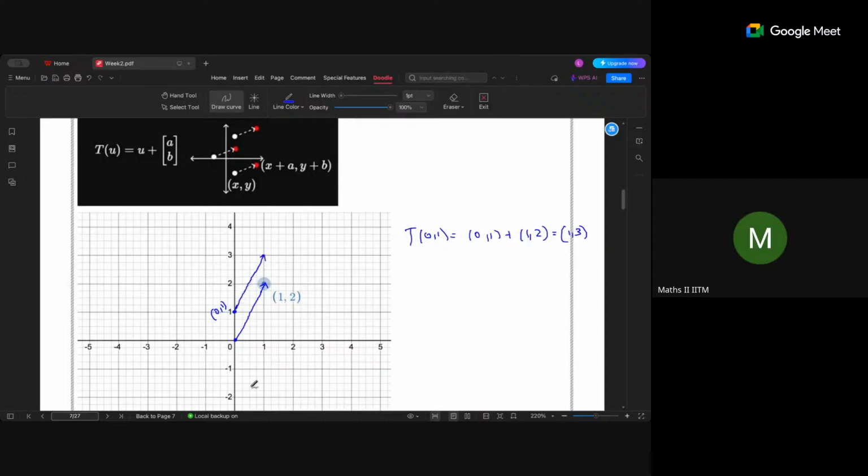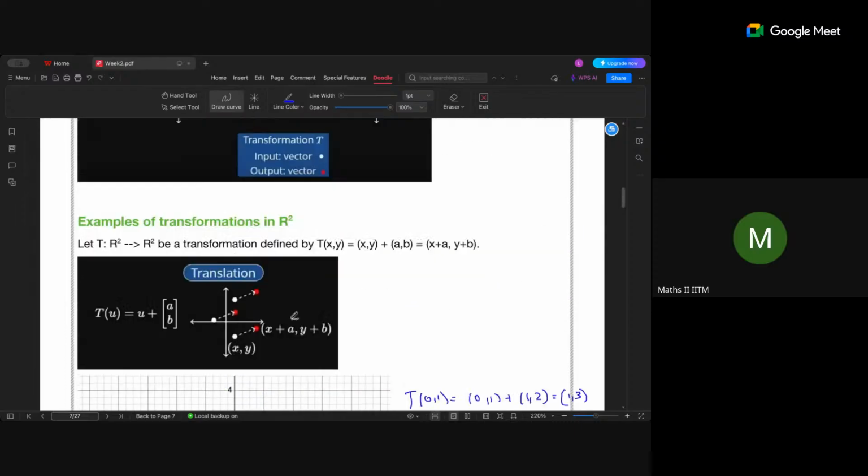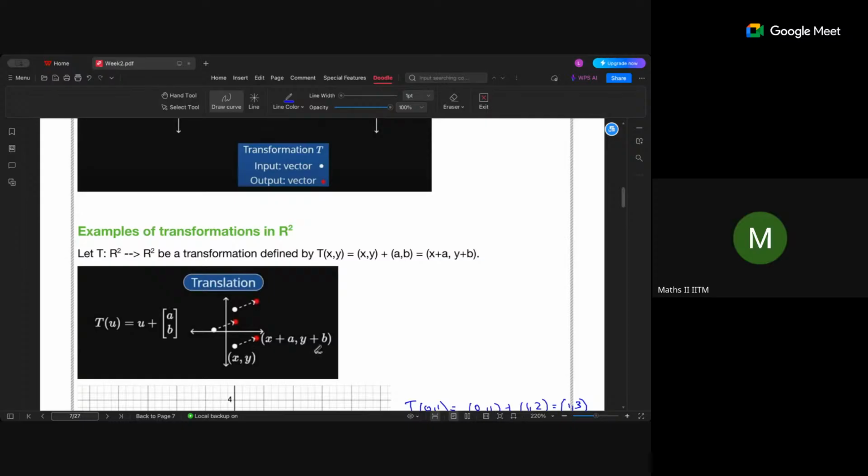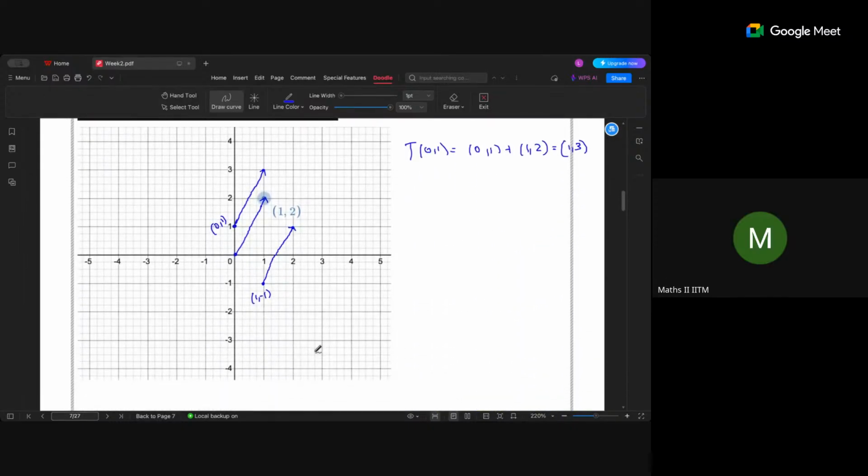All right. For example, what is this vector here? 1 comma minus 1. Where will it get translated to? 2 comma 1. Yes, 2 comma 1. So here is 2 comma 1. So here it will get shifted. Okay. So this is the function which we mean by translation: x plus a comma y plus b. So this is translation.